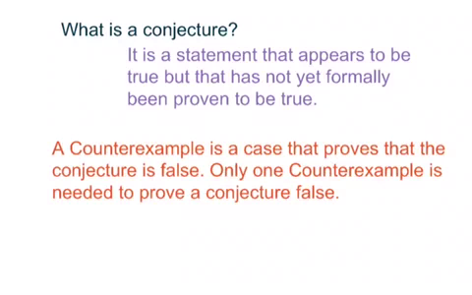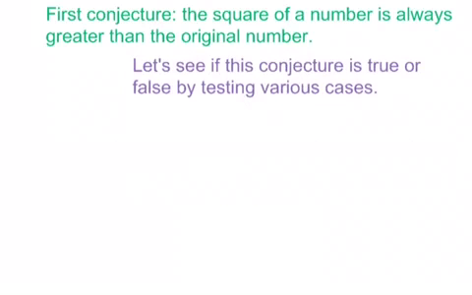All right, what is a conjecture? It's a statement that appears to be true, but that has not yet formally been proven to be true. A counterexample is exactly what it sounds like. It's a case that proves that the conjecture is false. Only one counterexample is needed to prove a conjecture is false. Just FYI there.